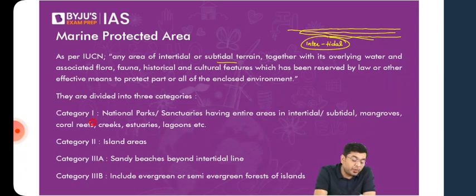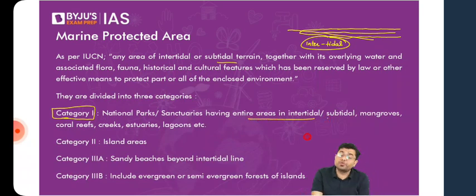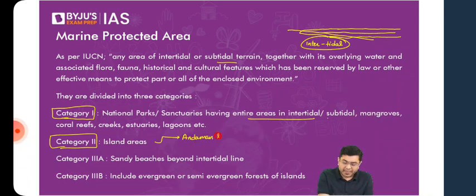Category 1: these are those protected areas having entire areas in the intertidal or subtidal zone, the mangroves, the coral reefs, creeks, estuaries, lagoons, etc. In that entire region, that is put under category 1. Category 2, island regions. When we talk about the island areas, these will include Andaman and Nicobar. Now these islands are very rich in biodiversity and mangrove population, as well as Lakshadweep. Then you have category 3A.